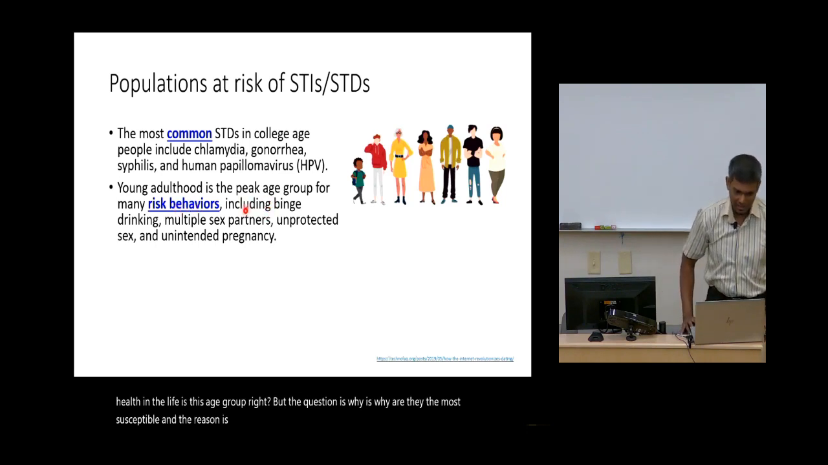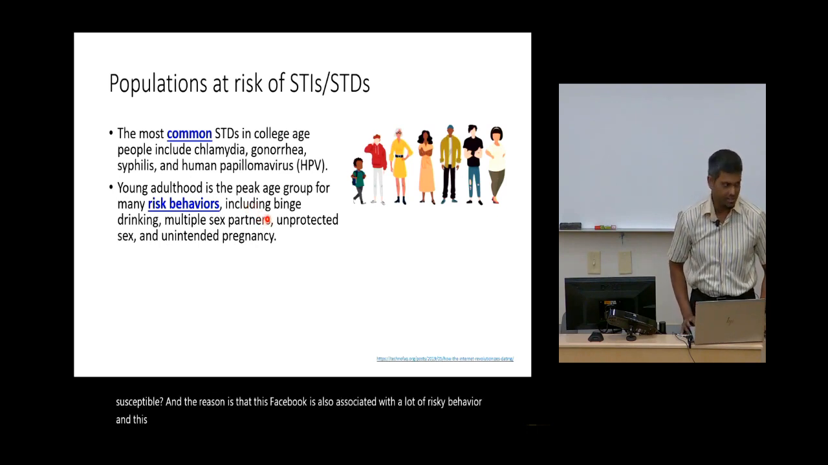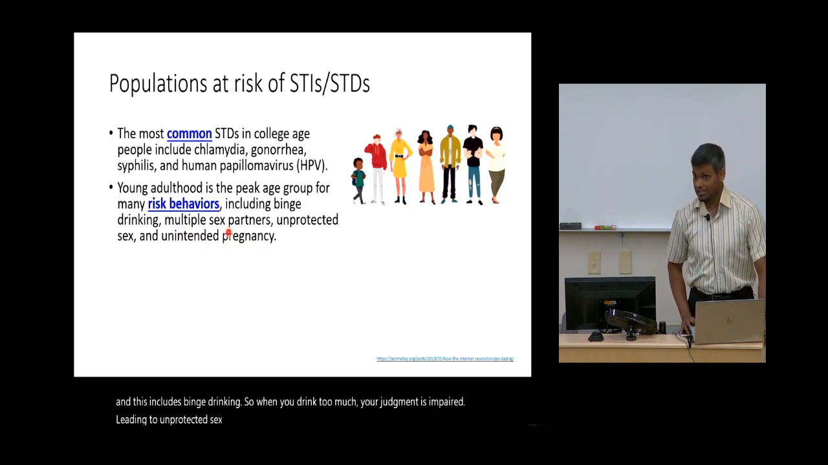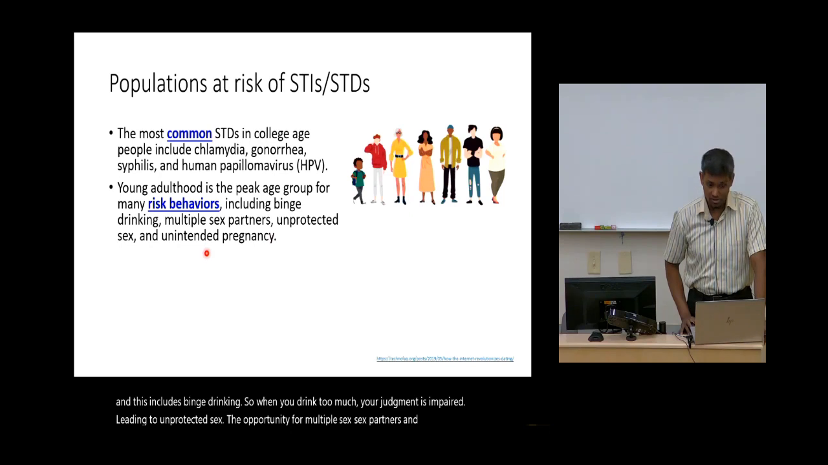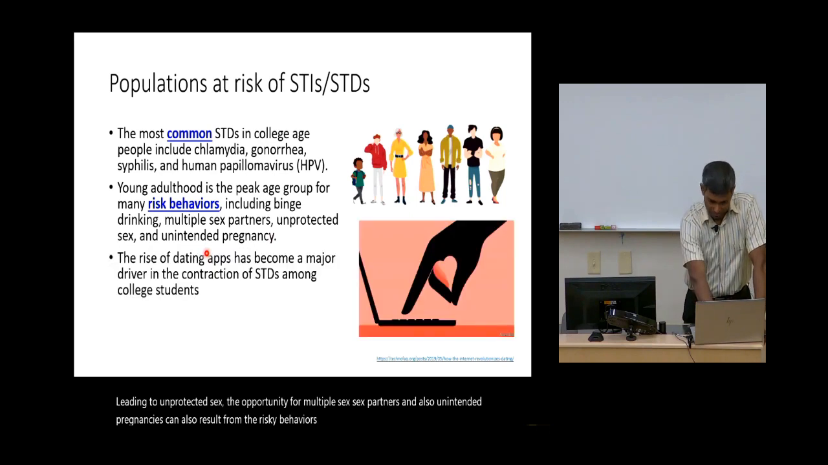And the reason is that this age group is also associated with a lot of risky behavior, right? And this includes binge drinking. So when you drink too much, your judgment is impaired, leading to unprotected sex, the opportunity for multiple sex partners, and also unintended pregnancies can result from the risky behaviors.